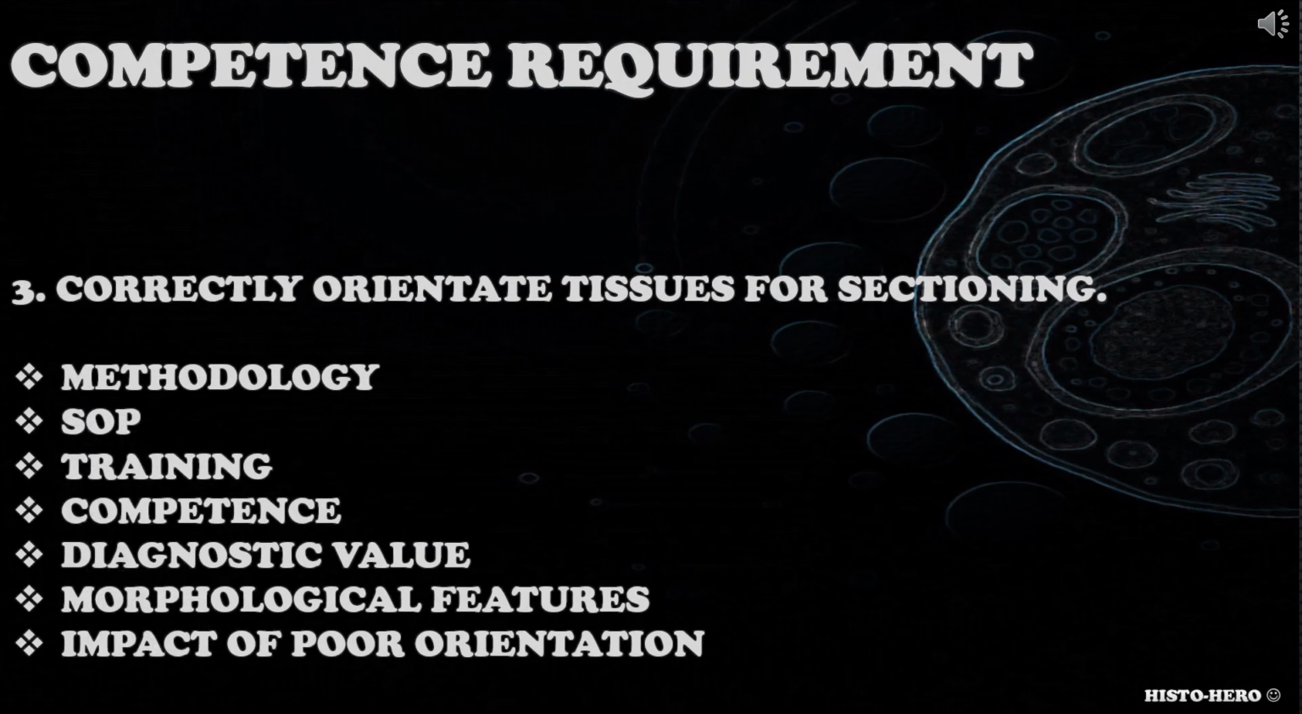The third competence requirement is for you to correctly orientate tissues for sectioning. Why is tissue orientation for sectioning important? What could happen if it was not correct? Consider method used, SOP, training, competence, the diagnostic value of correctly orientated tissue, morphological tissue features demonstrated by correct tissue orientation, impact of poor orientation, and so on.